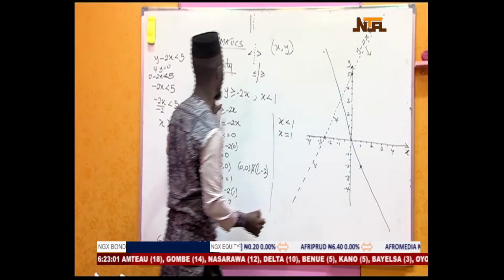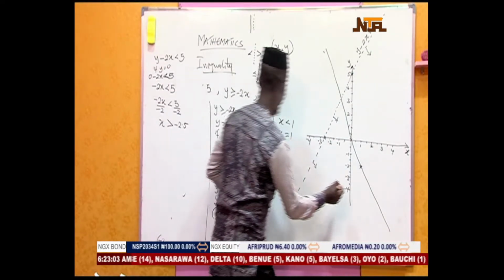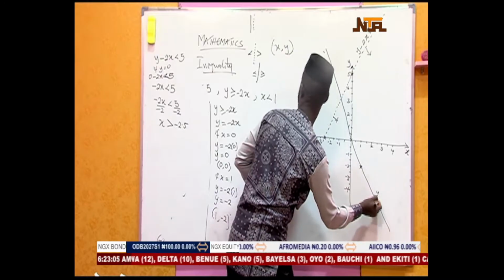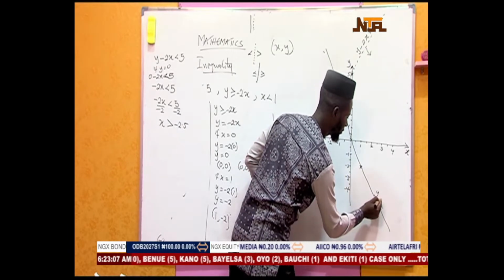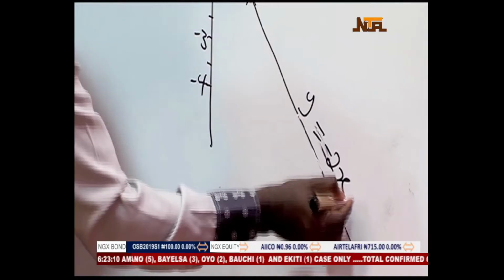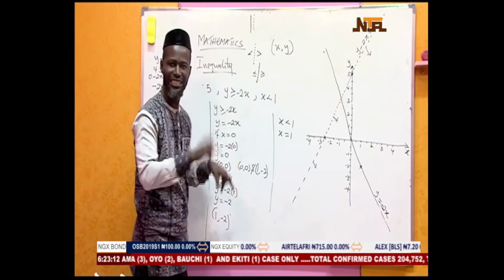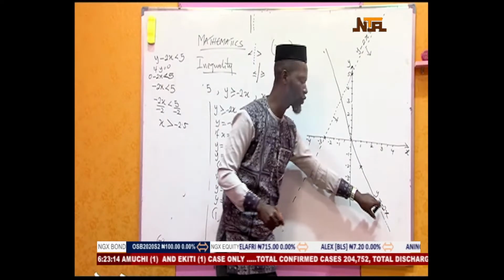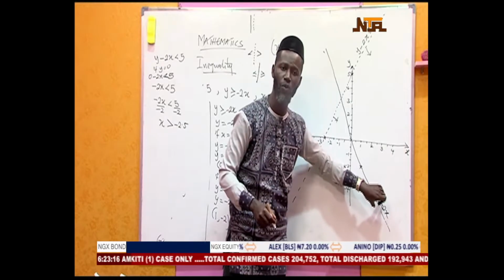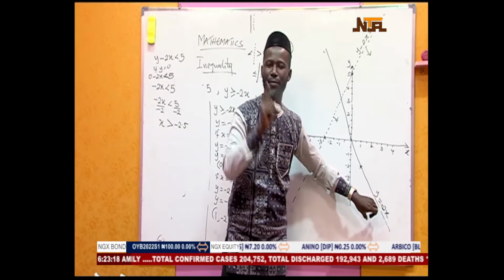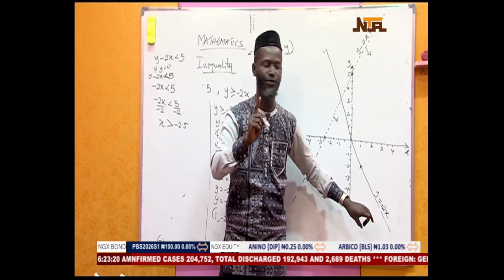Now, on your graph as well, you write y is equal to minus 2x on your graph, not y greater than. I've told you, because if you write y is greater than, or you write any inequality sign here, it will be minus 1. So that is why you just have to be very careful.